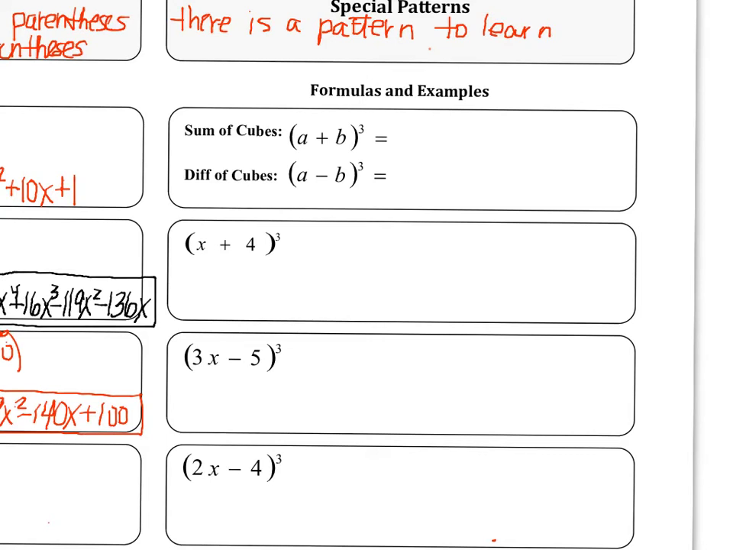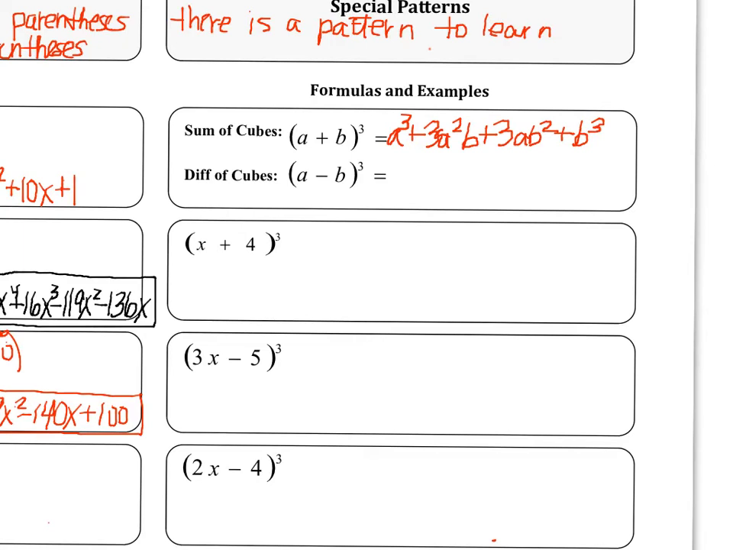So my sum of cubes, if I have a plus b, the quantity cubed, so to the third power, that's pattern is a to the third plus 3a squared times b plus 3ab squared plus b to the third.